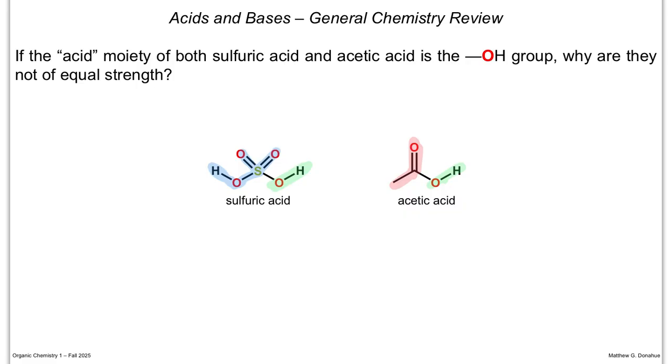So we're going to look at the factors that affect functional group acidity. This gets back to a couple of fundamental concepts. One is electronegativity, the second is resonance, and the third is induction.